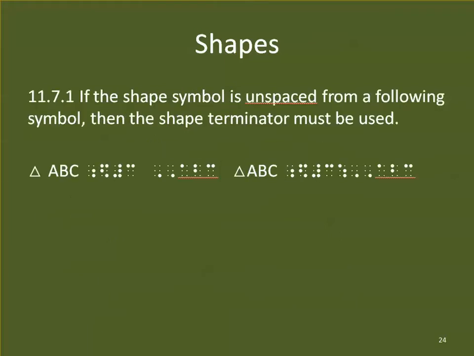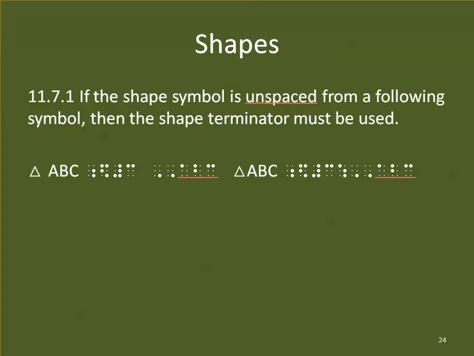If the shape symbol is unspaced from a following symbol, that's when we need the shape terminator, because usually, again, a space will terminate it. But if it's immediately followed by something else without a space, we need to show where the shape is ending so that the whole symbol sequence isn't read as one whole shape. So in this first example, we have a triangle ABC, and there's a space between the triangle shape and the ABC. So we have a grade 1 mode indicator, shape indicator, numeric indicator, and then 3, and then a space, and then our capitalized word indicator there for ABC. No confusion there where the shape actually ends.